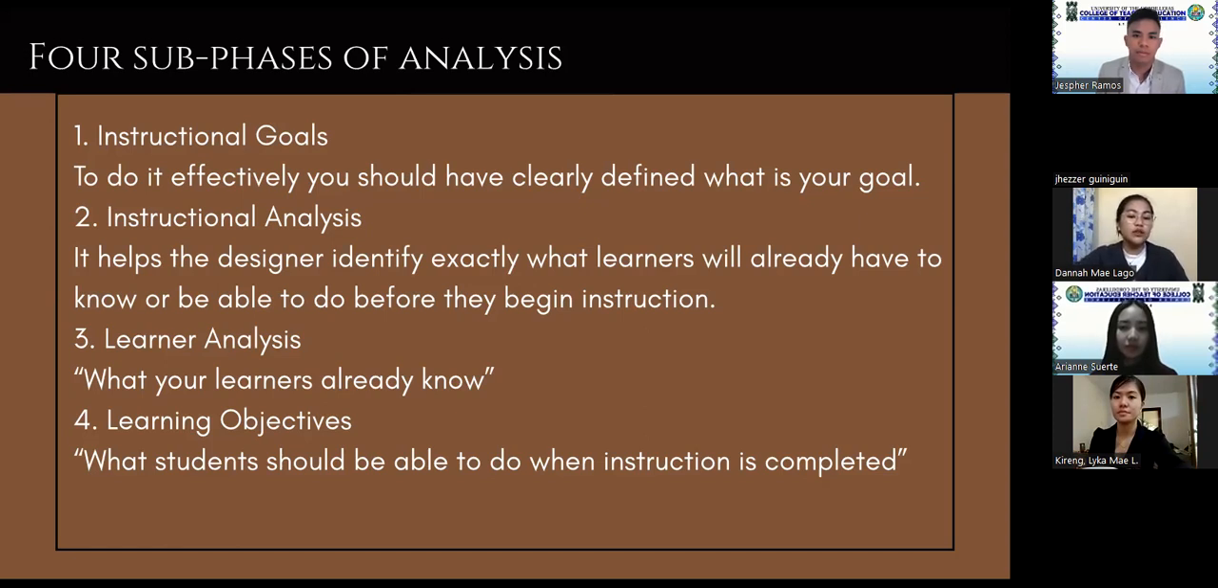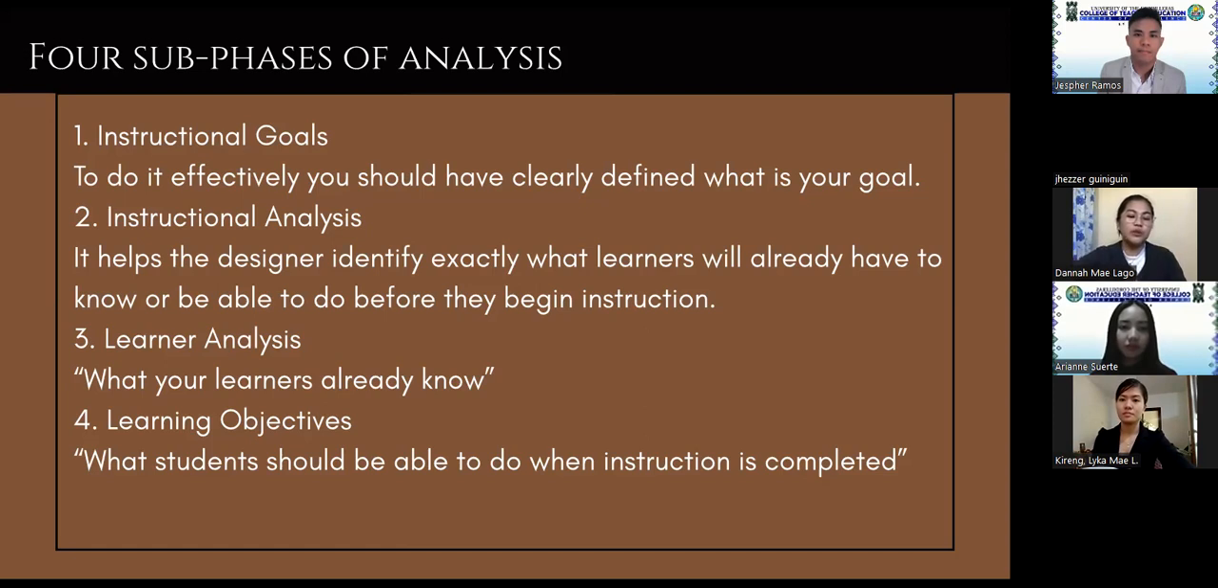So the second would be the instructional analysis. This phase is often not as simple as it seems. For example, the pizza analogy. It sounds easy at first, but there are basic steps, and each step can have its own sub-steps.